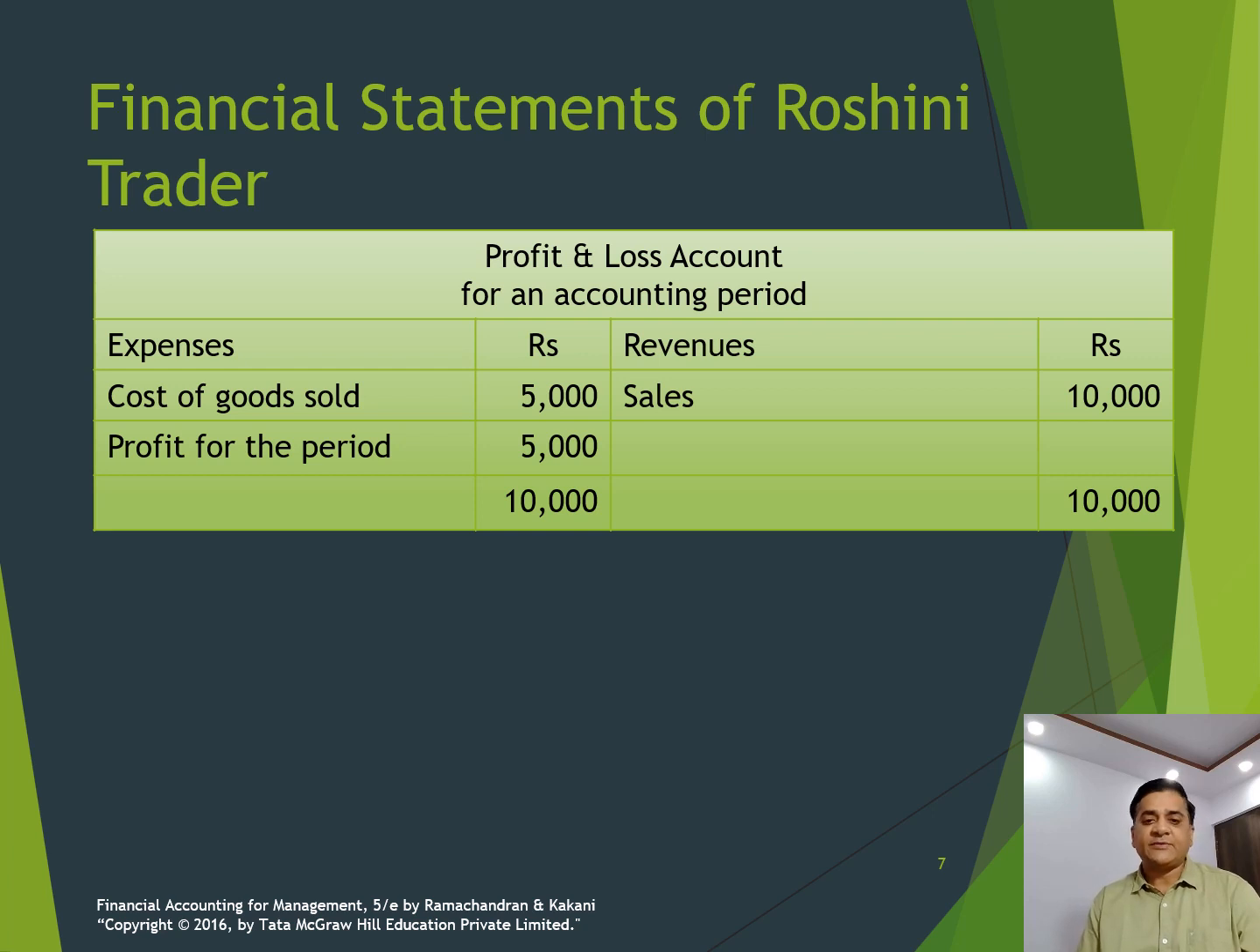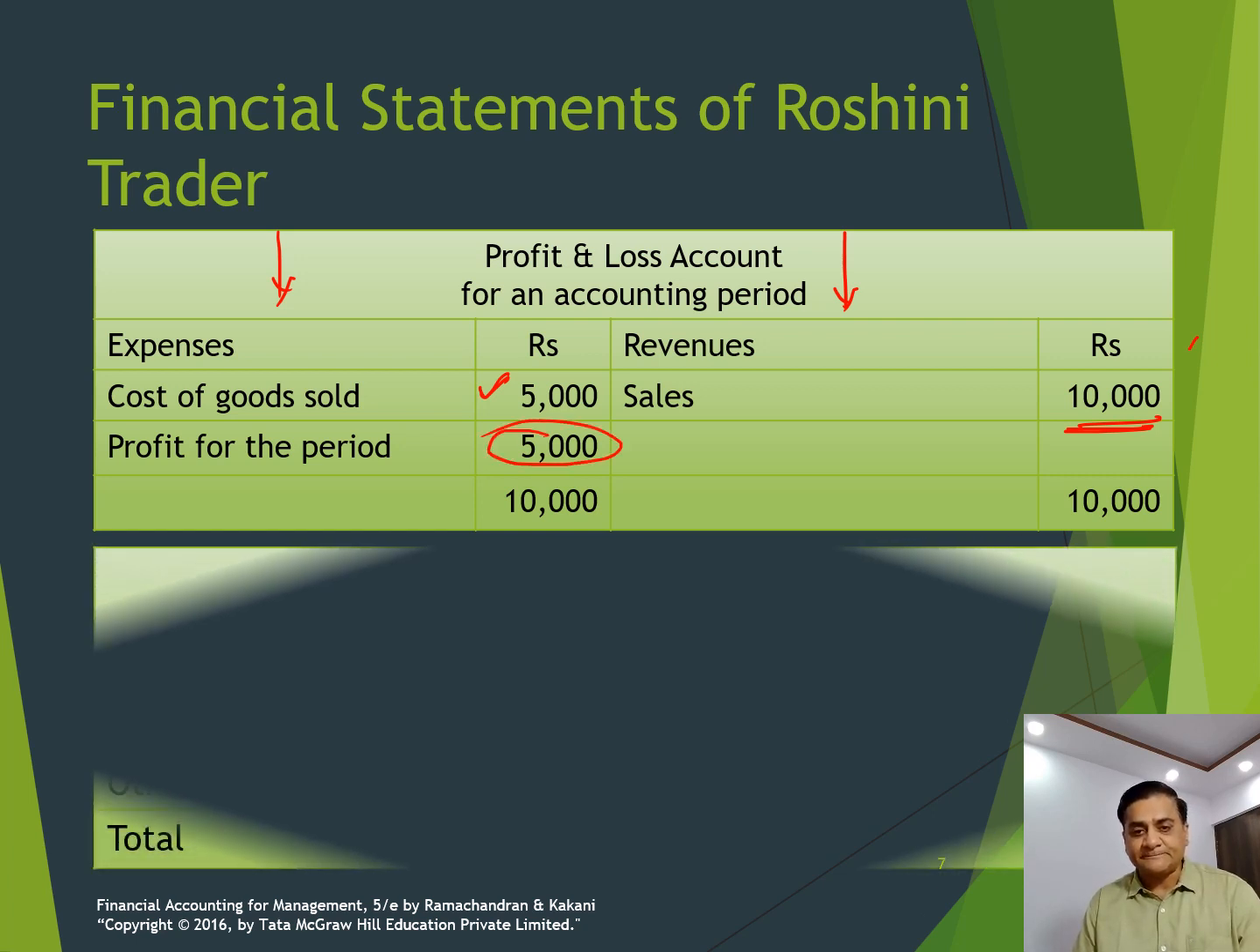Here, if I prepare the P&L account, on one hand I write the income, on the other I write the expenses. So I would say income generated during this year was 10,000 rupees. For this, the cost incurred to generate this revenue was 5,000 and profit was 5,000, right? We haven't considered the bad debt here. Now let's see.